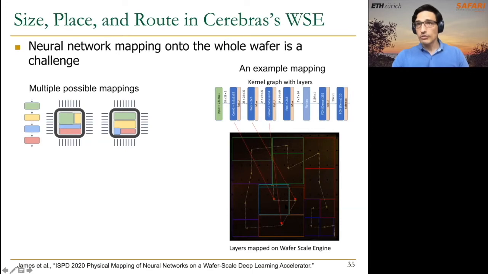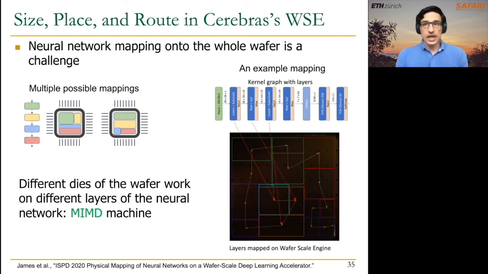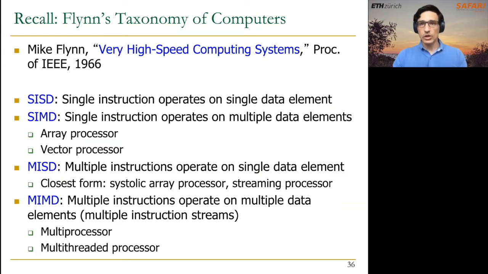You can also see the flow of data that you need to follow in order to go through all the different layers of the neural network. The interesting thing here is that we are using a whole machine, a whole computer. We are dividing it into different pieces, and each of these parts is executing different computations. So this is something that we have called before a MIMD machine, multiple instruction, multiple data machine. It's, as you know, one of the four classes of computers according to Flynn's taxonomy.